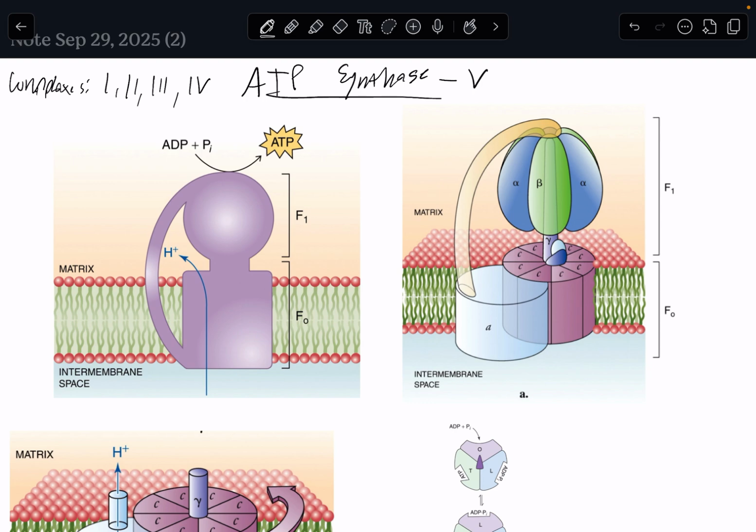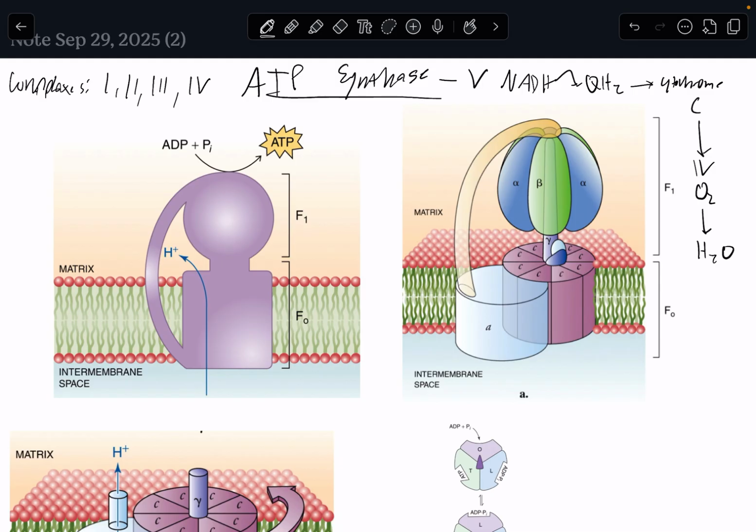And so we know that in complexes 1, 2, 3, 4, that is a process where essentially NADH transfers electrons to QH2, which then transfers electrons to cytochrome C, which can then carry electrons to complex 4, in which O2 is going to be reduced to H2O, all right?